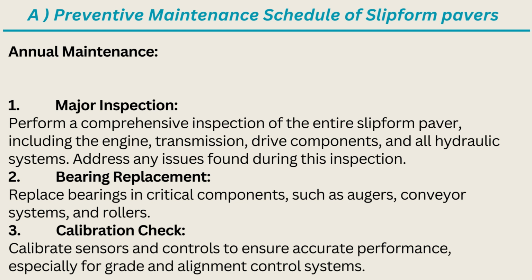Annual maintenance. 1. Major inspection. Perform a comprehensive inspection of the entire slipform paver, including the engine, transmission, drive components, and all hydraulic systems. Address any issues found during this inspection. 2. Bearing replacement. Replace bearings in critical components such as augers, conveyor systems, and rollers. 3. Calibration check. Calibrate sensors and controls to ensure accurate performance, especially for grade and alignment control systems.